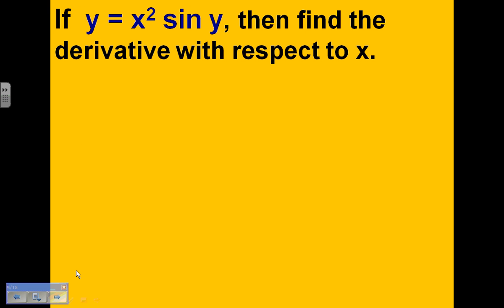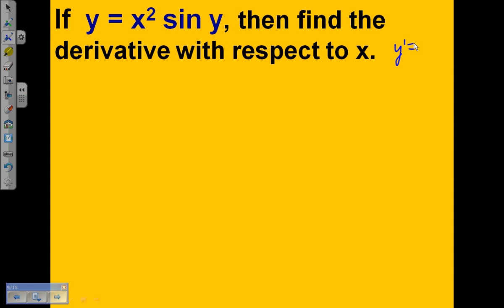No, it's not. If y equals x squared sine of y, then find the derivative with respect to x. Again, the derivative with respect to x means for you to find what y prime equals all by itself. That is our third step. Second step is to use the chain rule for any y's that have a parenthesis around them. And this one will.